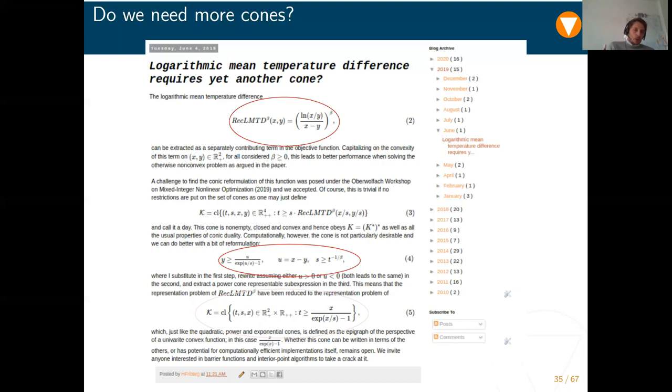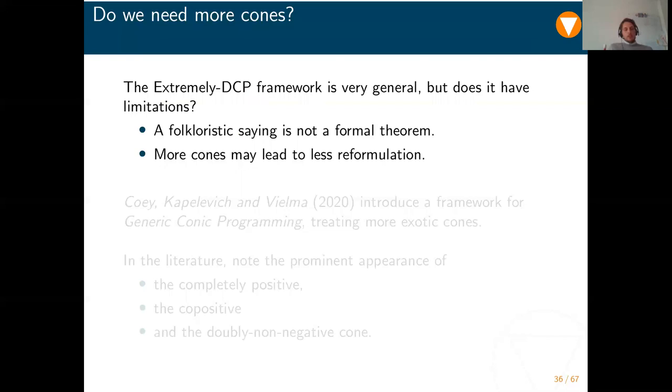And then, well, what you could do is, of course, you could just define a new cone if you want to do that. But then also in this blog post, it is argued a bit that not necessarily how to make it tractable computationally. So it might be that we do need more cones. It's very general, the extremely disciplined convex programming framework, but maybe it's not 100% of the practical convex optimization world. Maybe it is, maybe it's not. Like I said, it's not a counterexample with the proof, but also there seem to be few cases where it's quite difficult to get such a reformulation. So there's no formal theorem on these things.